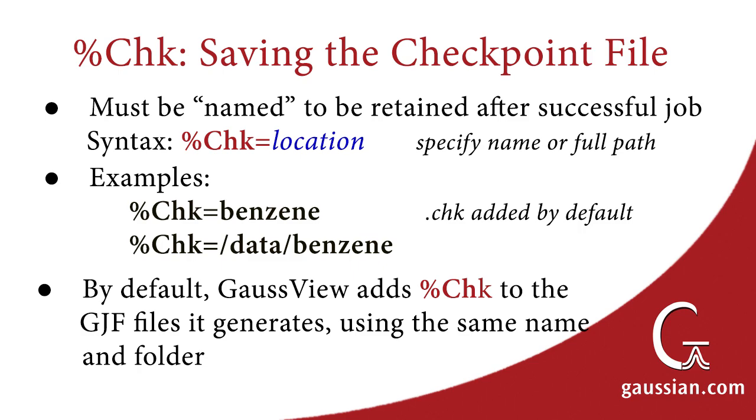The value given to this directive minimally includes the file name for the file. The most common practice is to use the same base name as the input file with the extension .chk. GaussView adds such a directive by default to the input files that it generates. Note that you can specify either a plain file name or a full path name to %chk. In the first case, the file is placed in the current directory.